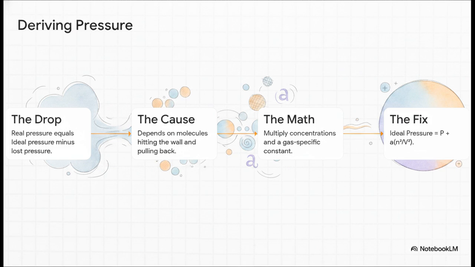And finally, we have our fix. To calculate the theoretical ideal pressure, we take our measurable real pressure P and add back that lost pressure. So our perfectly corrected pressure term becomes P plus A times N squared over V squared.